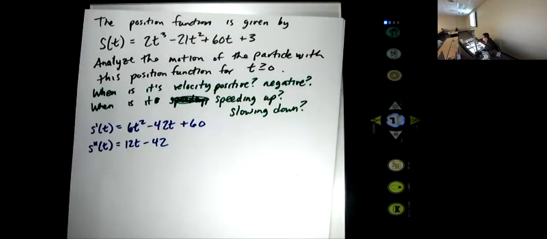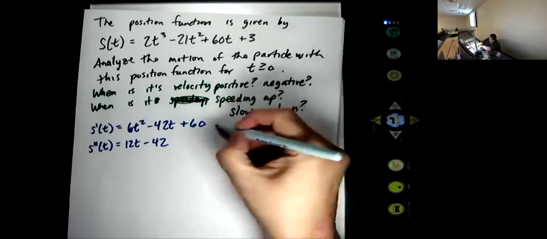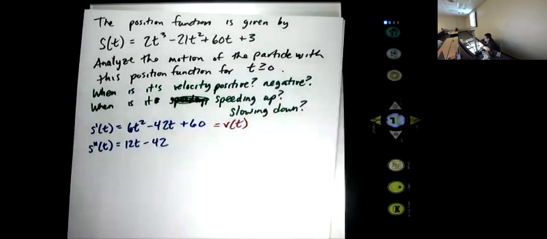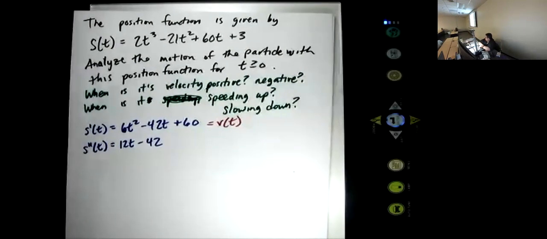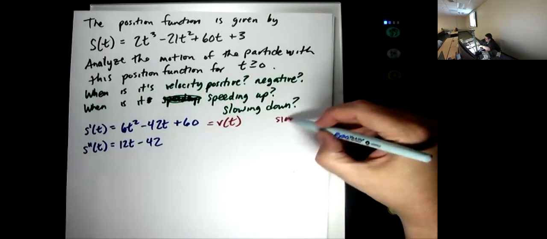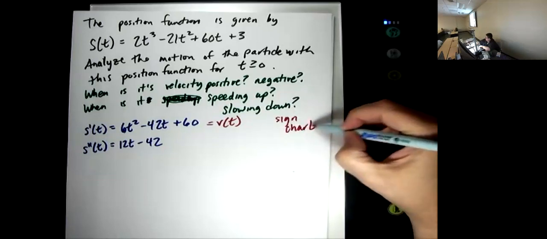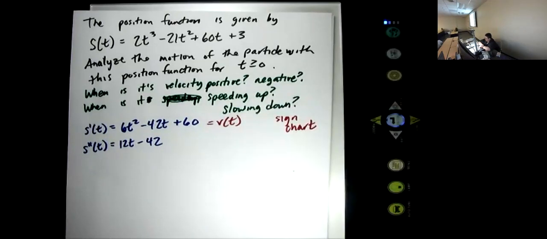Who here needs more time? No one's saying any more time, so let's roll with it. Who wants to help me with this first part here? We've got the velocity function. So how do I find out when the velocity is positive or negative? Make a sign chart, right? What's the easiest way of going about doing that? Set it equal to 0.